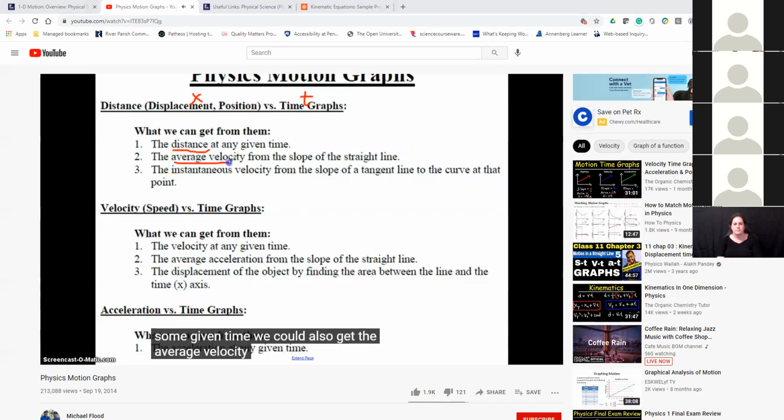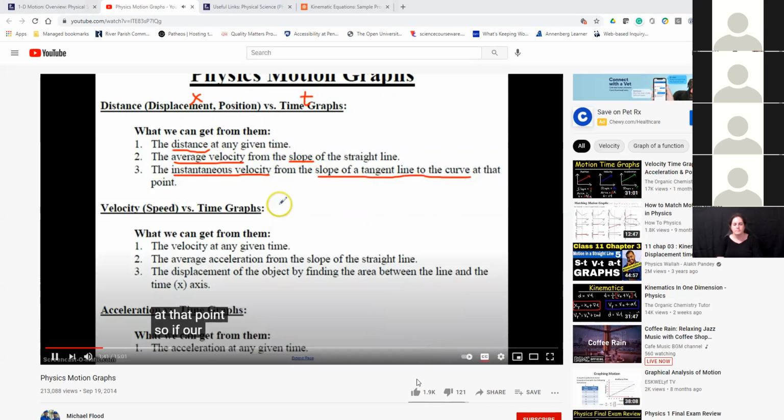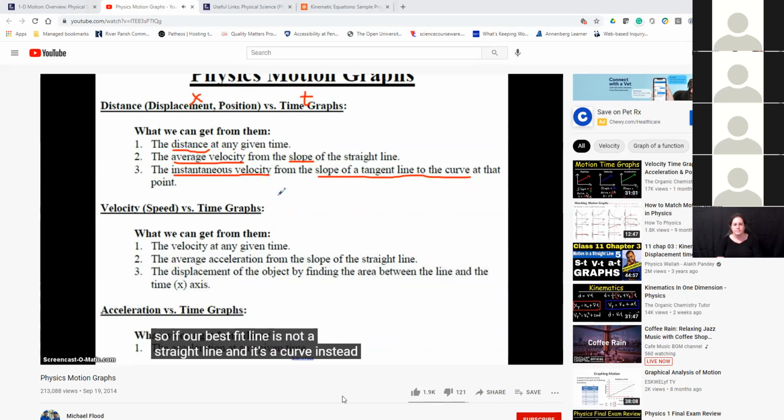We can also get the average velocity from the slope of the straight line. These two keywords go together: average velocity and slope on a distance time graph. And we can also get the instantaneous velocity from the slope of the tangent line to the curve at that point. So if our best fit line is not a straight line and it's a curve instead, you can see how we can't get average velocity from that because the velocity is changing, but we would be able to use a tangent line and get the instantaneous velocity using a slope of the tangent. And I'll demonstrate that for you later.